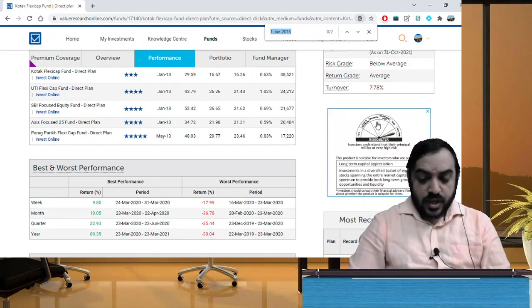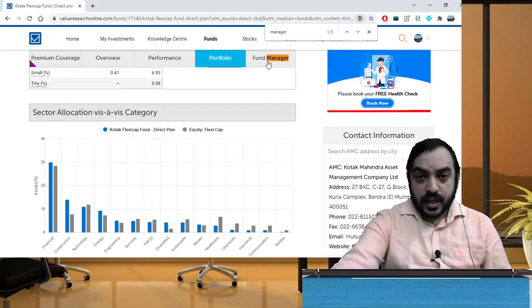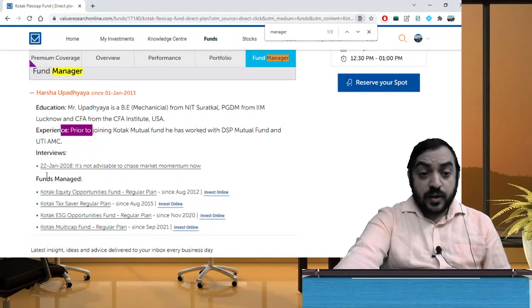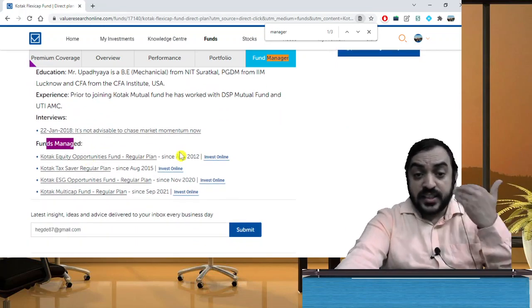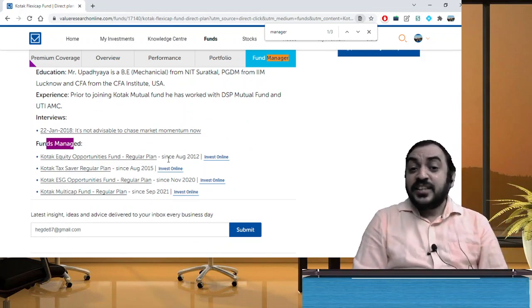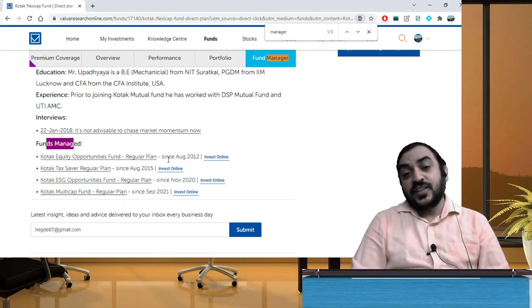I think they should have fund managers. Fund manager, they have it here. Who is the person managing it? Harsh Upadhyaya. B.Tech mechanical from NIT Surathkal, PGDM from NIM Lucknow, CFA from CFA Institute USA, experience, funds managed, where he was previously. You see, complete data will be there. This much transparency is required. They are all SEBI guidelines.